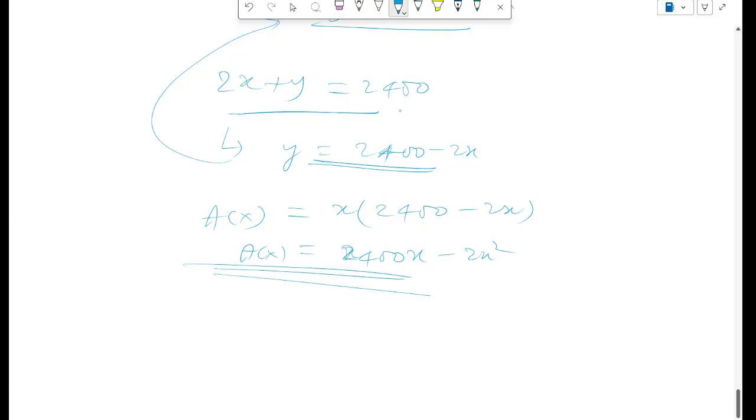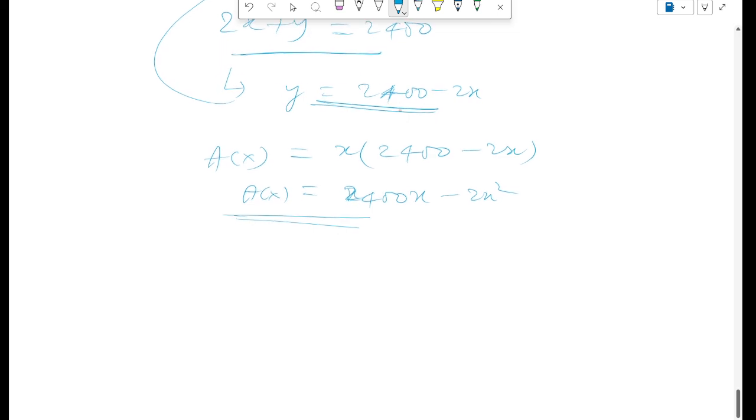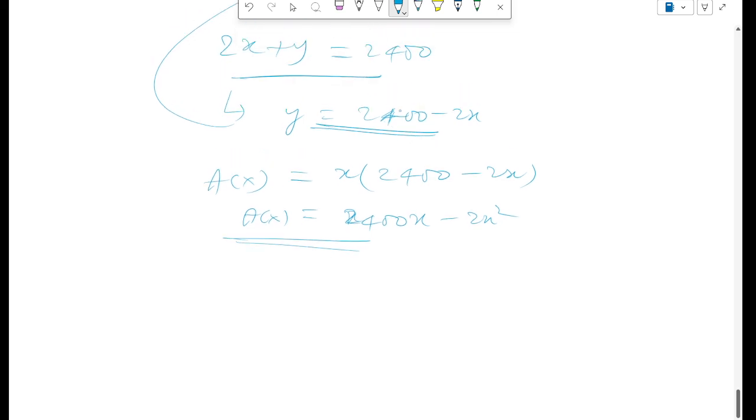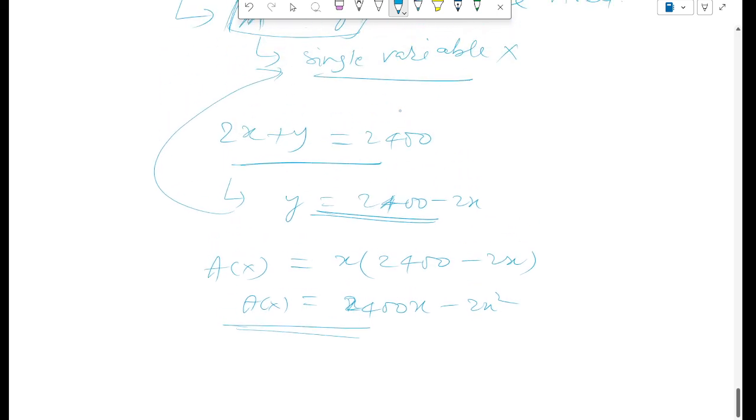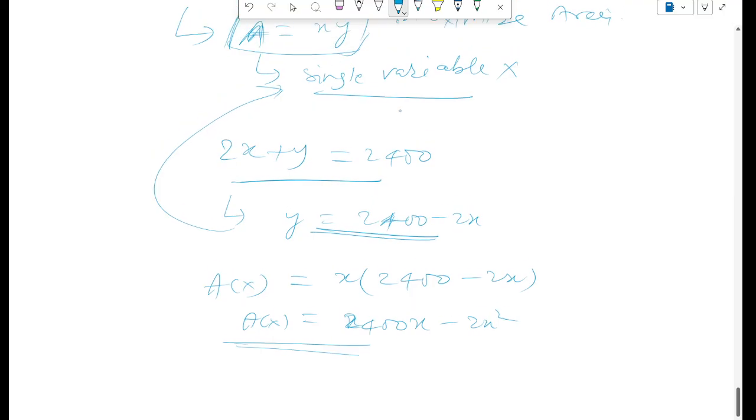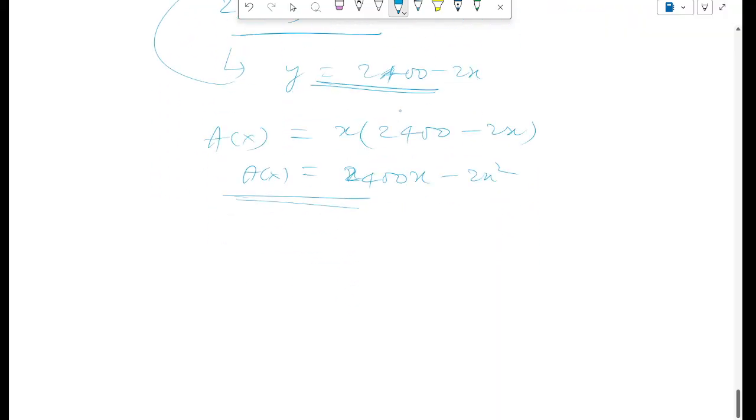We have to find the maximum and minimum value of this function, right? Now we have formulated this problem in the algebraic form. Next steps are similar to what we did in the previous lecture. We have to find the maximum value of the area function. So how do we do that?